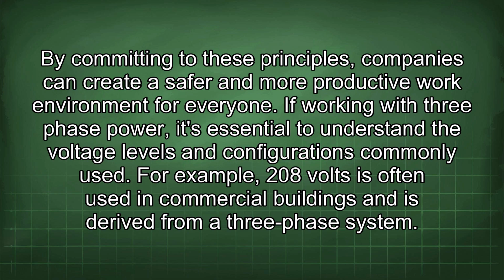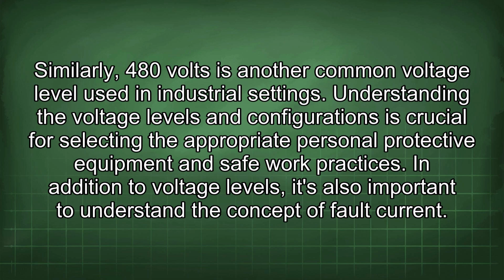If working with three-phase power, it's essential to understand the voltage levels and configurations commonly used. For example, 208 volts is often used in commercial buildings and is derived from a three-phase system. Similarly, 480 volts is another common voltage level used in industrial settings. Understanding the voltage levels and configurations is crucial for selecting the appropriate personal protective equipment and safe work practices.